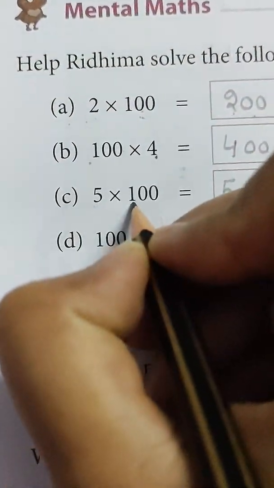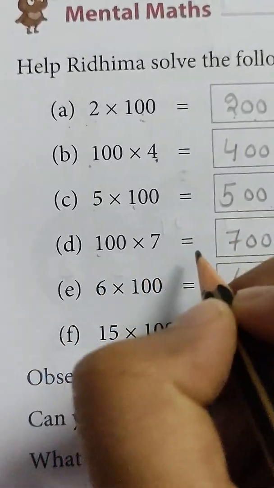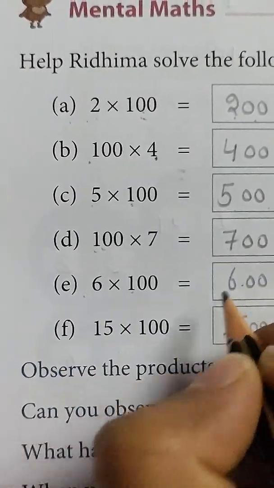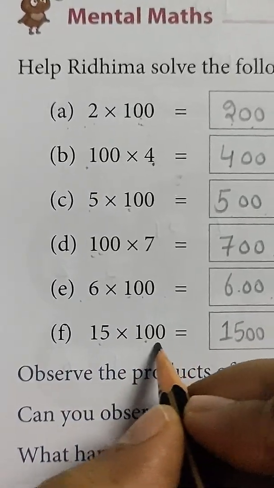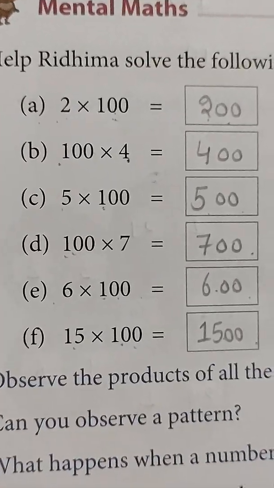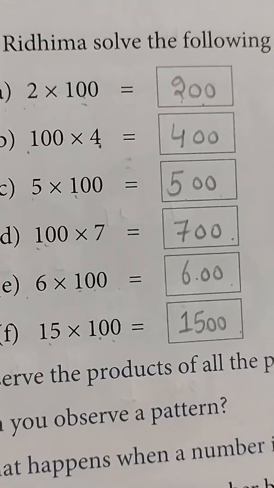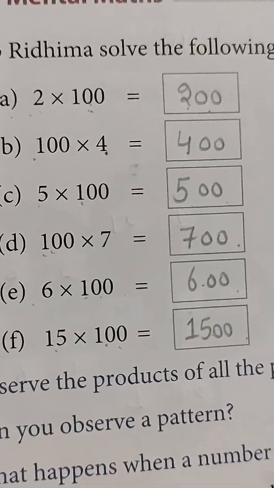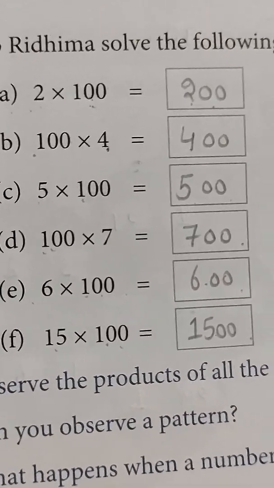Now again, 5 times 1 is 5, and 2 zeros. 7 times 1 is 7, and 2 zeros here. Now 6 times 1 is 6, and 2 zeros. Now 15 times 1 is 15, and you write 2 zeros here. As you can see, when we multiply any number with 10, we just multiply with 1 and put a single zero afterwards. If you are multiplying with 1000, you multiply the number with 1 and then put 3 zeros afterwards.